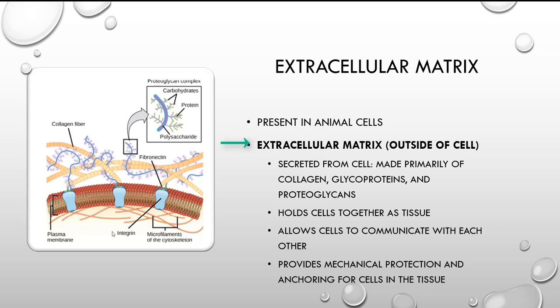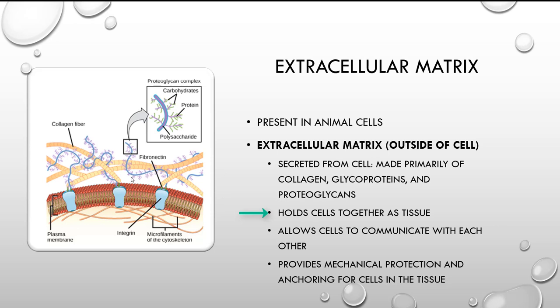So here's the inside of the cell down here. This is just outside the plasma membrane. So we have this extracellular matrix stuff outside of the cell. It's secreted from the cell, and it's mainly made of collagen fibers, glycoproteins, and these other things called proteoglycan complexes, which have carbohydrates, proteins, and polysaccharides involved. What this does is it can hold cells together as tissue.